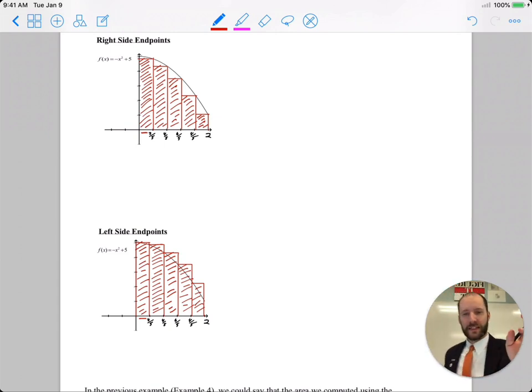So the idea is, can we get a better estimate using the method of exhaustion? Instead of 5 rectangles, could we use 10? Or maybe 20? Or 30 or 40? And keep increasing the number of rectangles we have.